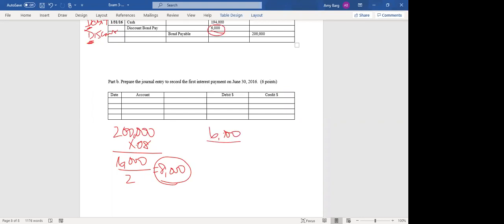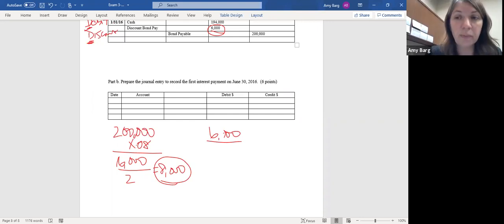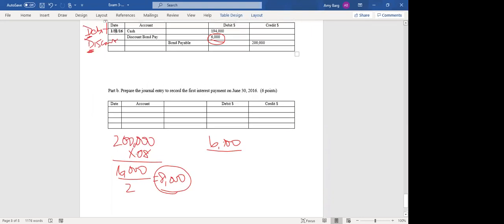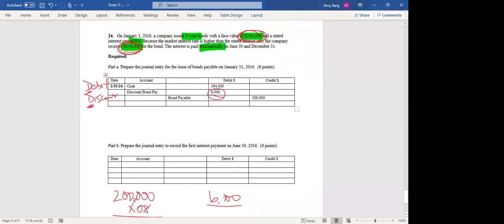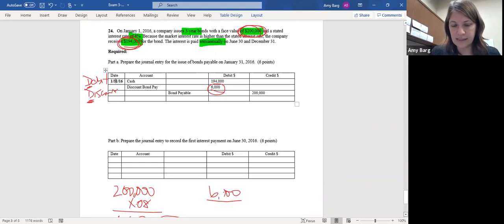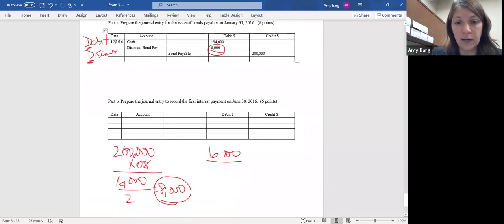Wait, why is it 2 again? Because it's semi-annual. Oh, okay. So it's the 6,000 and it's a 3-year bond. It told us that up at the top. So that's $2,000. Every year we're going to amortize this discount by $2,000.